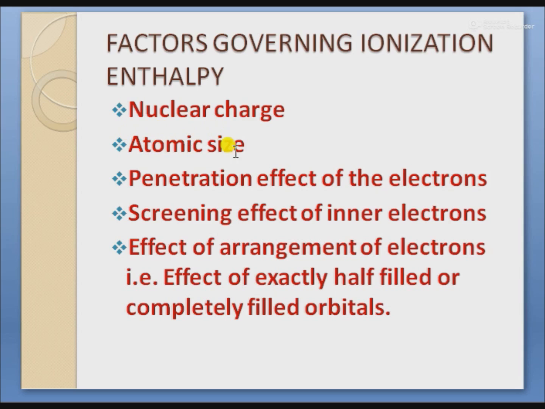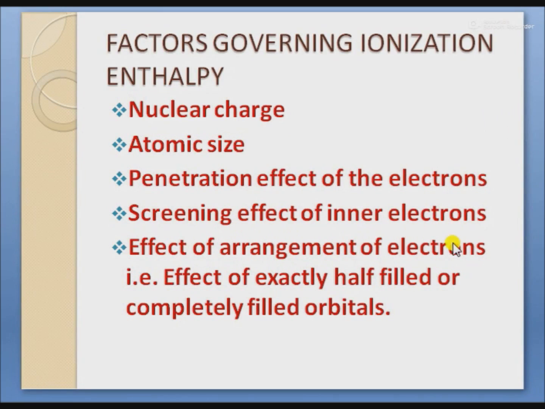Next is the atomic size. When the atomic size increases, ionization enthalpy decreases. This is due to the fact that when the electrons are close to the nucleus, they are tightly held and difficult to remove, and we require more energy. When the electrons are far away from the nuclear attraction, they require less energy and their ionization enthalpy decreases.